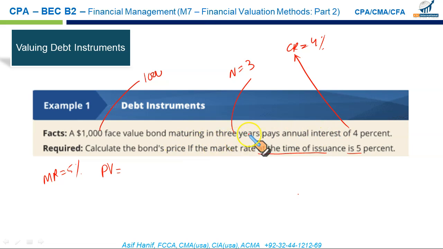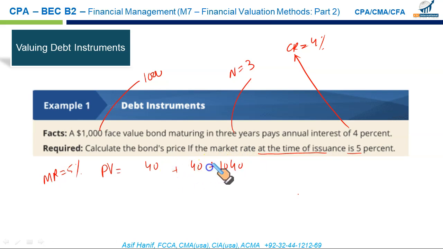It's a 3 years bond. Remember, the stated rate is 4%. 4% of 1,000, you're going to make interest payment of 40 in the first year, 40 in the second year, 40 in the third year, right? 40, 40, 40. And remember, the last year payment would also include the principal.